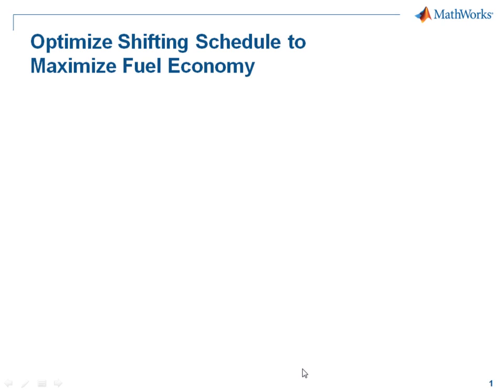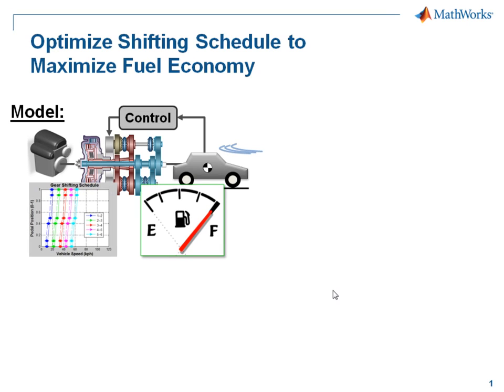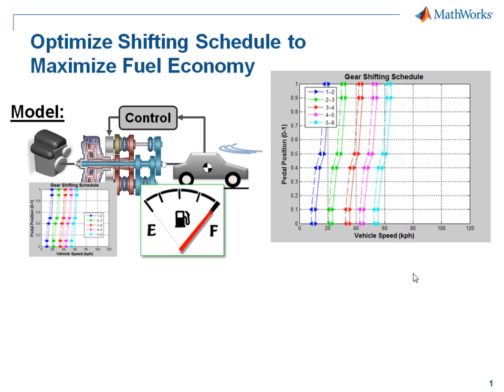In this demonstration, we're going to show how you can optimize the shifting schedule of a transmission to maximize fuel economy. We have a model of a dual clutch transmission. We want to use this to optimize fuel economy, and we'll do that by tuning the shifting schedule. The shifting schedule is a set of thresholds that's used to determine when a transmission should change gears.